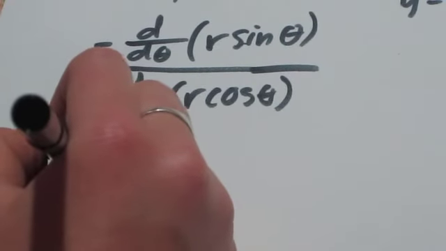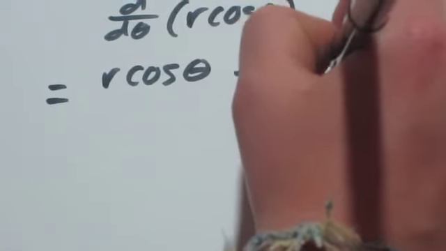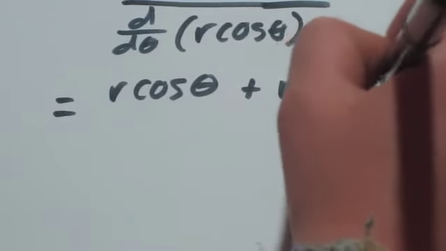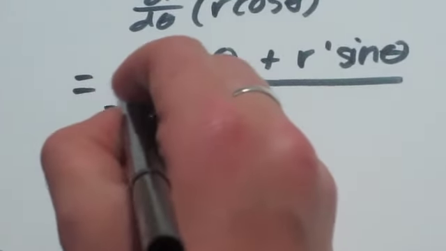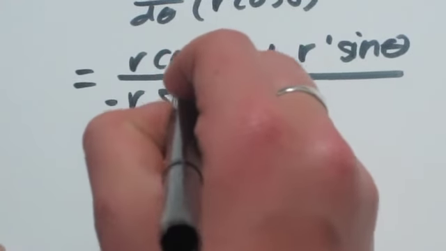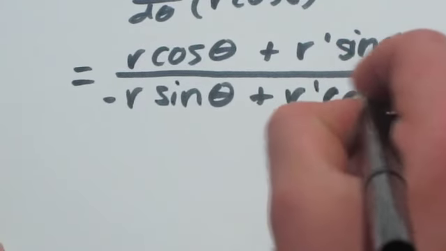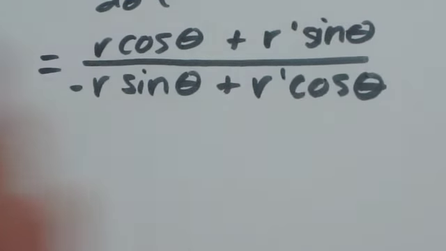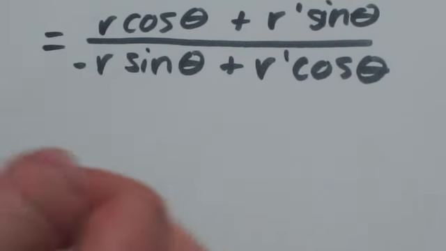So we will get r cosine theta plus r prime sine theta over negative r sine theta plus r prime cosine theta. And so I'll do an example using this equation.